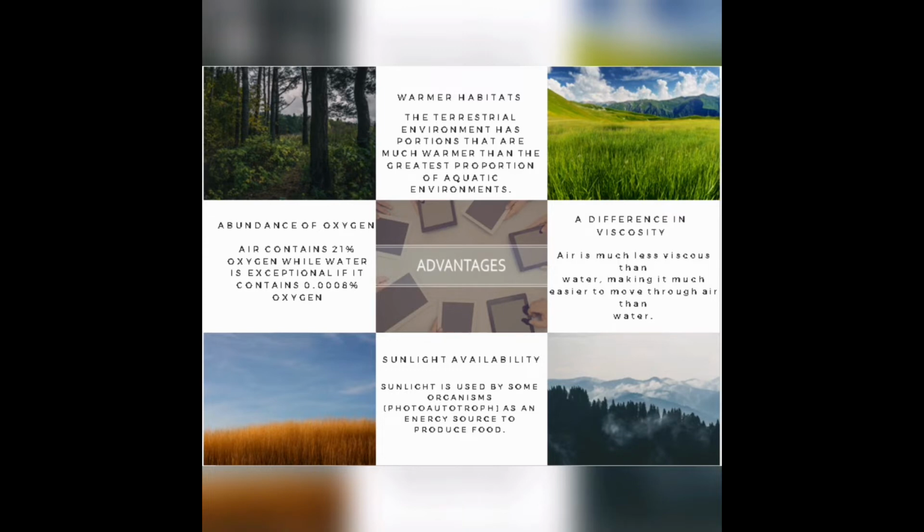Disadvantages include abundance of oxygen. Air contains 21% oxygen, while water is exceptional if it contains 0.0008% oxygen. Then, warmer habitats. The terrestrial environment has portions that are much warmer than the greatest proportion of aquatic environments. Next is the difference in viscosity. Air is much less viscous than water, making it much easier to move through air than water. Lastly is sunlight availability. Sunlight is used by some organisms through photosynthesis as an energy source to produce food.